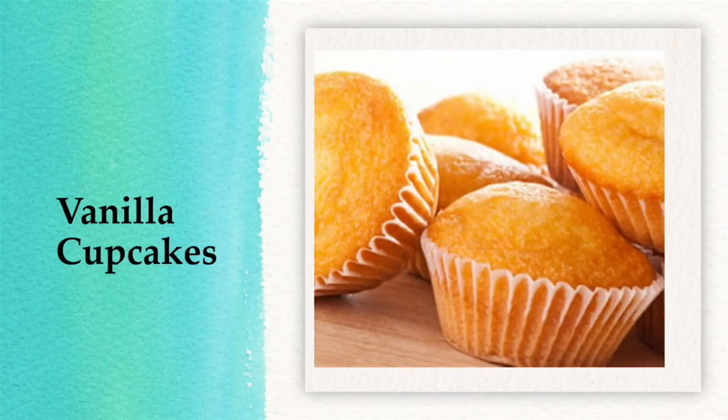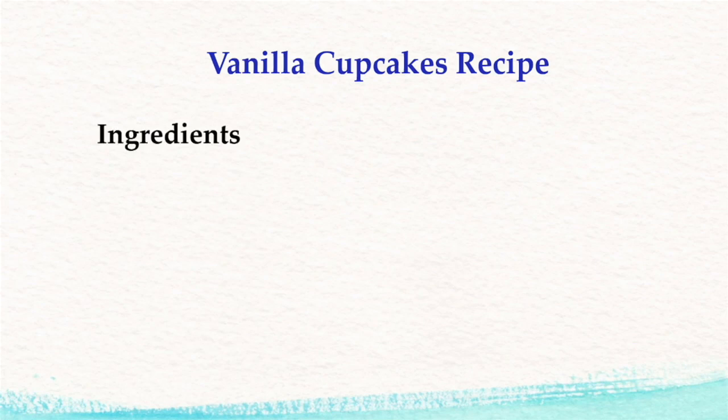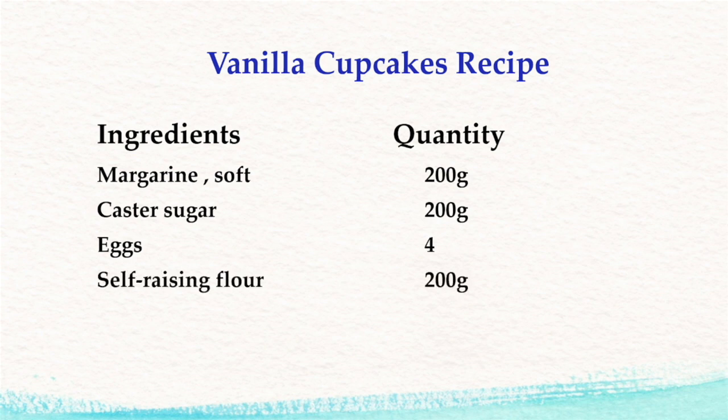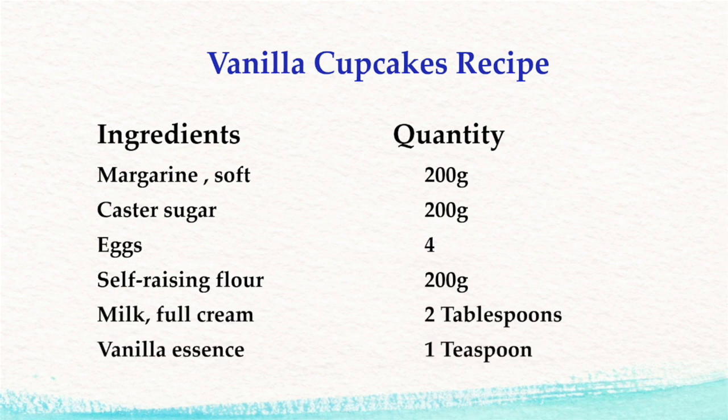Today you will learn how to modify the vanilla cupcakes recipe to make it healthier. Let us take a closer look at the recipe in terms of ingredients and quantity. You will need 200 grams of soft margarine, 200 grams of caster sugar, 4 eggs, 200 grams of self-raising flour, 2 tablespoons of full cream milk, and 1 teaspoon of vanilla essence.